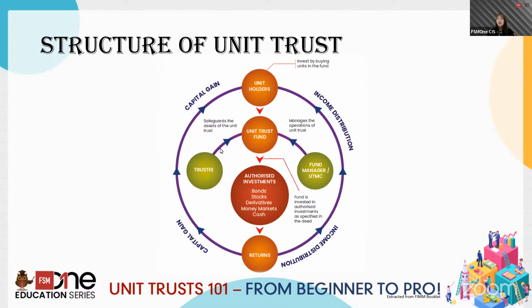And thirdly is the trustee, which is the left-hand side green circle. A trustee will safeguard the assets of the unit trust and ensure that the fund is invested in accordance with the deed.